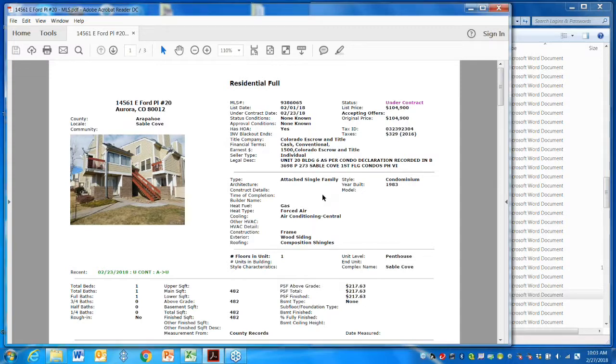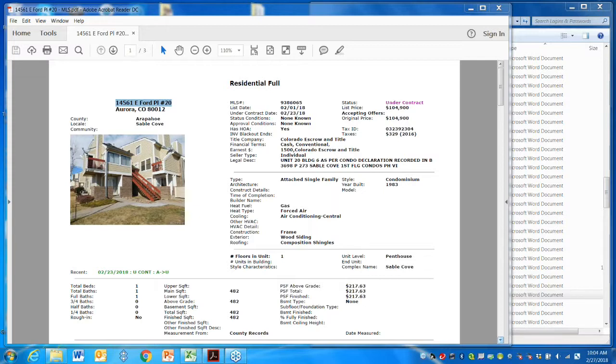So let me begin by simply going to the MLS sheet. This is a property that I looked at 3 days ago on East Ford Place in Sable Cove. And to most of you, this should look pretty familiar because this is the RE Colorado spreadsheet. So I have a client who's actually one of my agents. She's very experienced, she's a builder. She does a lot of stuff. She's building Lon Welsh's $2.7 million house. She does just lots of great stuff.